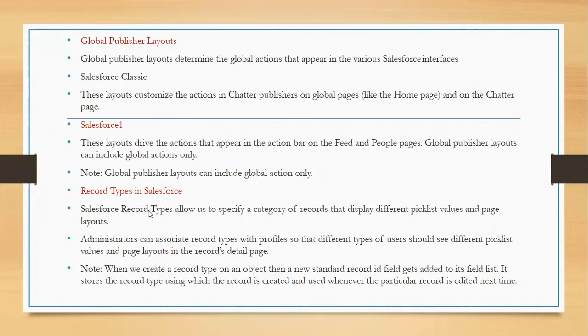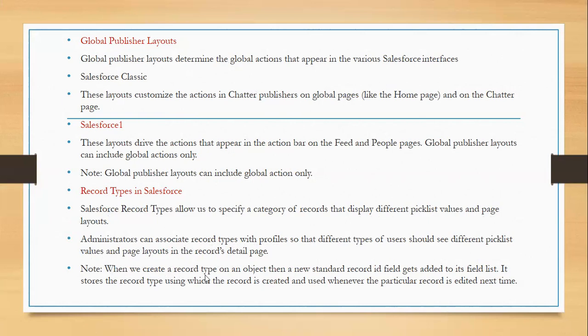Record types are similar. Salesforce record types allow us to specify a category of records that display different picklist values and page layouts. Page layouts can be associated with specific record types, so that different types of users see different picklist values and page layouts on the record details page.